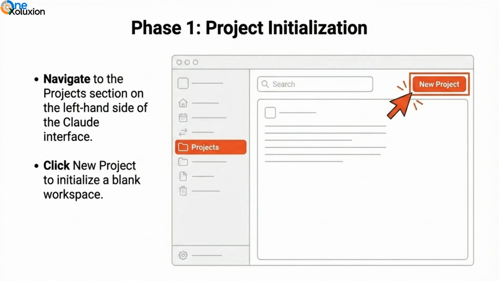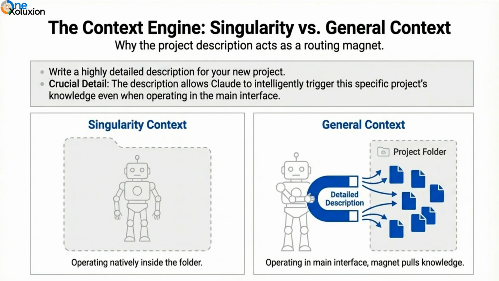Phase 1 is project initialization. Navigate to the project section on the left-hand side of the Claude interface. Click New Project to initialize a blank workspace. The project description is a routing magnet for the context engine. Write a highly detailed description for your new project. This allows Claude to intelligently trigger the specific project's knowledge, even when operating in the main interface.